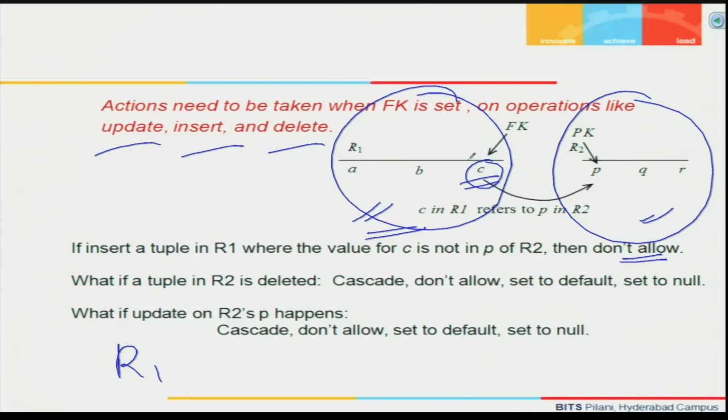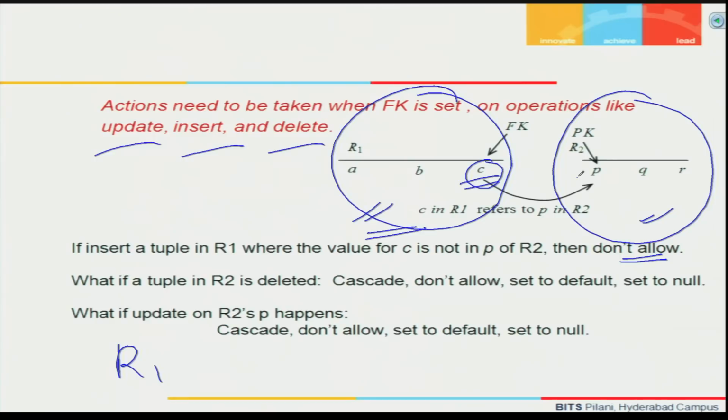Now let us have a look at this. If we insert a tuple in R1 where the value for C is not in P of R2, then what should we do? We should not allow it. Otherwise, if a tuple in R2 is being deleted, then what will happen? It is possible that some tuples in R1 under the column C may be dependent on the tuple which you are going to delete in R2. In that case, what action needs to be performed?